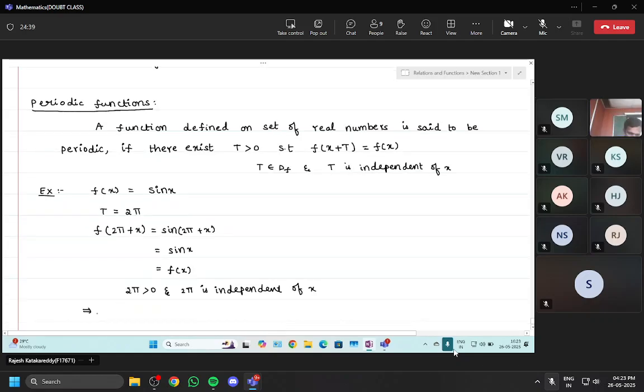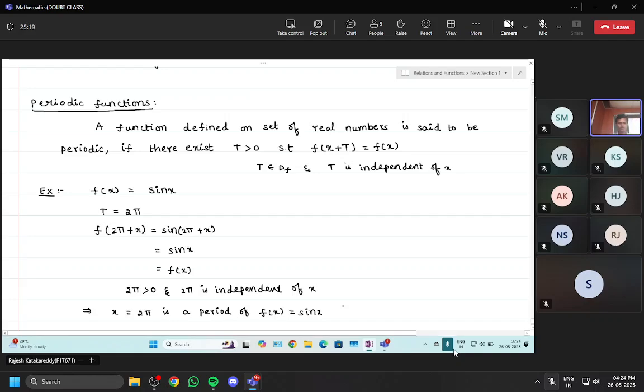This implies T equal to 2 pi is a period of f of x is equal to sin x. Right, any real function defined on the set of real numbers will be periodic if there exists a positive real number T such that f of x plus T is equal to f of x. Here T should be from the domain of the function, T is independent of x. Then the function is a periodic function.